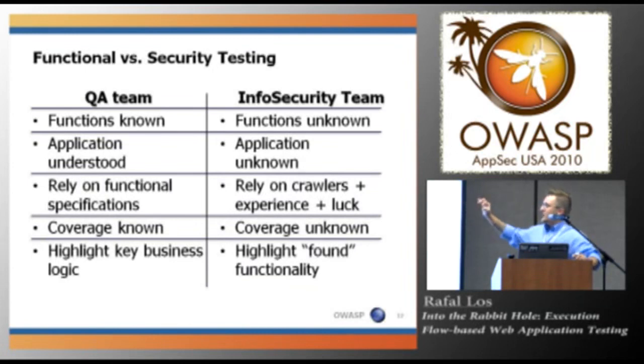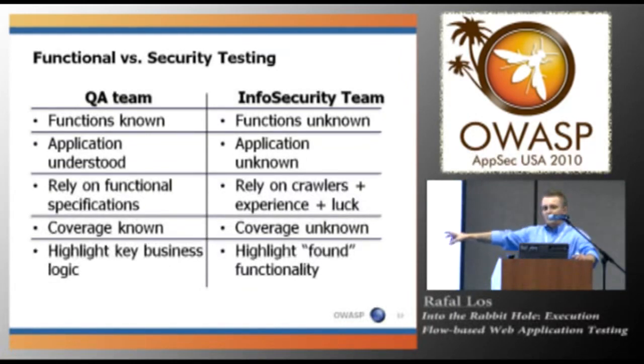On the QA side, they rely on a functional spec to guide their testing. On the security side, for whatever reason, we're still clinging to a crawler, experience, and luck. Right? We point a crawler at a site or an app, and use our own experience to figure out, okay, I know something else is going to be there, I've seen it before, and maybe sometimes you get lucky and you accidentally find something interesting.